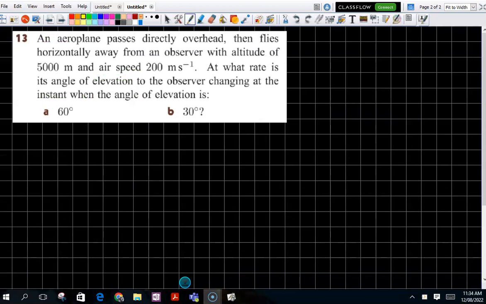So help me out if I get things. An airplane passes directly overhead, then flies horizontally away from the observer with an altitude of 5,000. Okay, so we're happy we've got 5,000. Flying. Woo!